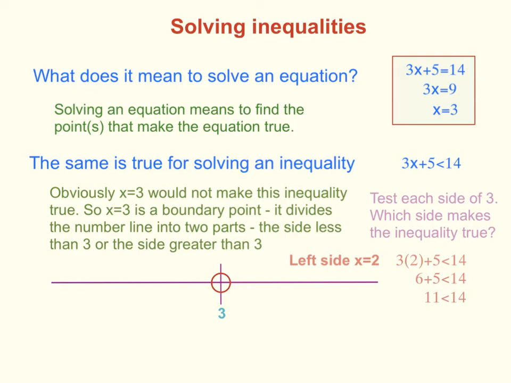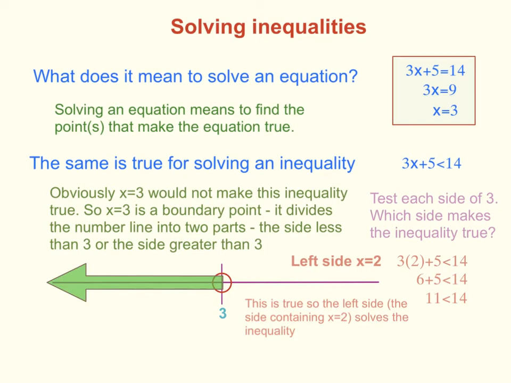11 is less than 14. Now that's a true sentence. 11 is a number that's less than 14. And that means that x equals 2 makes the inequality true. And that means that the left side of x equals 3, that boundary point, makes my inequality true. And because that is true, we know that that left side solves the inequality.